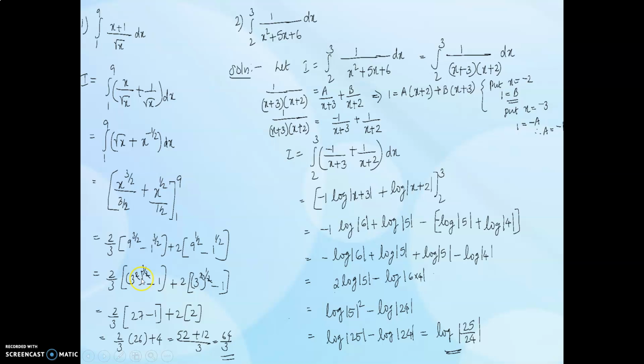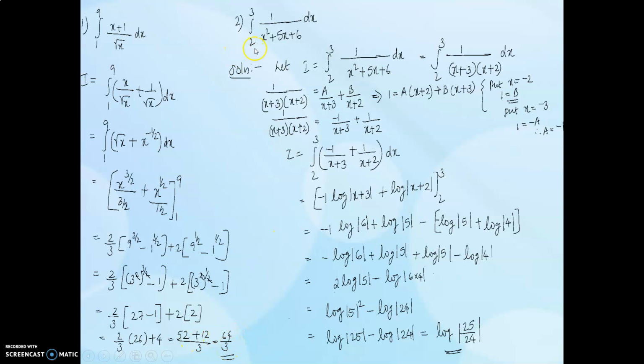So 2/3, you can write this 9 as 3 square. So 3 square whole raised to 3/2 minus 1, plus 2 into, here again, 3 square whole raised to 1/2 minus 1. So 2 you can cancel. So this will become 2/3 into 3 cube is 27 minus 1, plus 2 into, here 3 raised to 1, that is 3, minus 1 is 2. So 2/3 into 27 minus 1 is 26, plus 2 into 2 is 4. So 52/3 plus 12/3, that is 64/3, is the answer for this question.